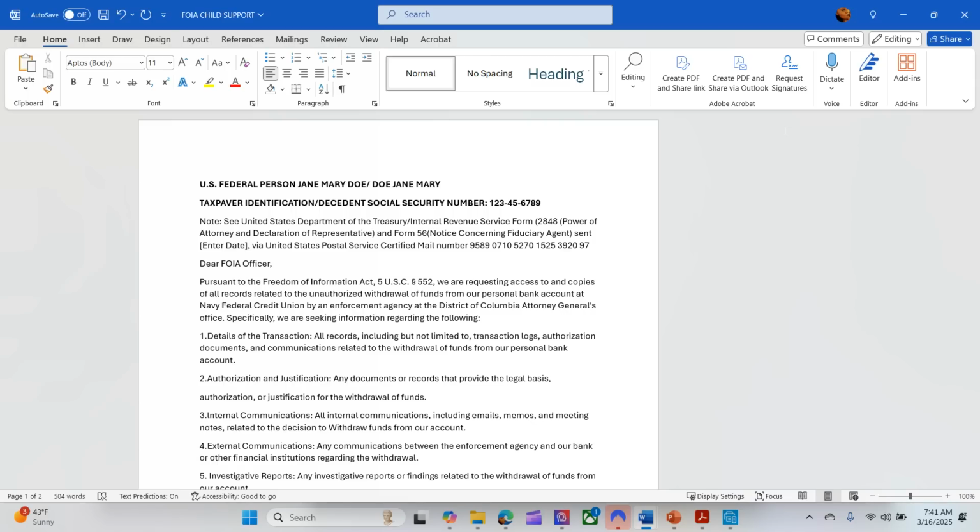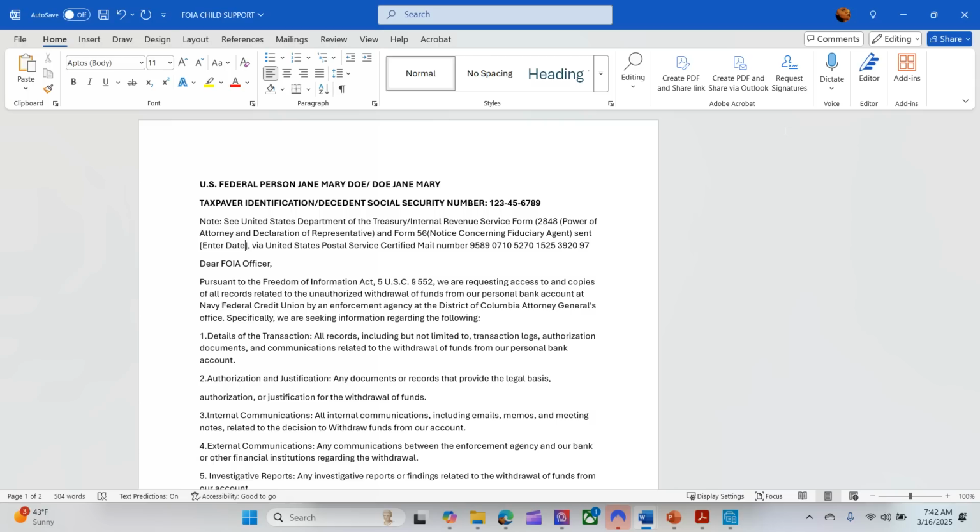Now, this FOIA request was related to a client that I'm assisting, and this client got about 20 grand taken out of their private bank account from Navy, not from Navy Federal, from the Attorney General in DC. Okay, and DC did not give a reason. They didn't give a warrant. There was no court order. There was no, what is it called? A warrant, a subpoena. None of those things existed.